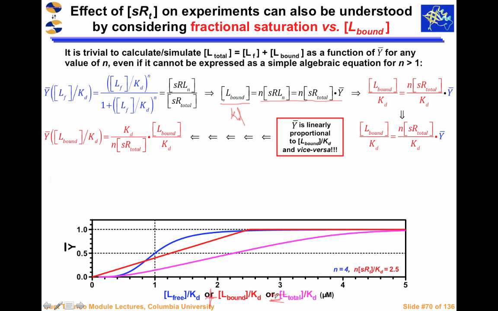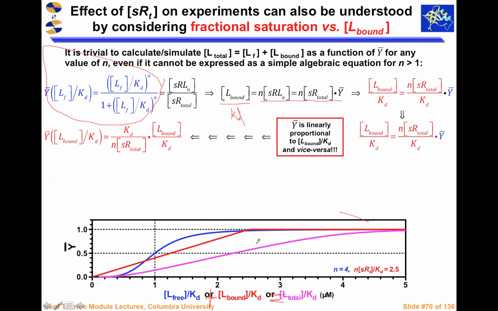So what we can do now is plot on the same graph L free over KD. Well, what is that? This simple relationship we've seen before. We have a very simple equation that describes Y bar as a function of L free over KD. What this analysis up here has shown is that Y bar is also a very simple function of L bound over KD. Y bar is linearly related to L bound over KD. So this equation that we derived earlier allows us to plot L free over KD, and this relationship allows us to plot L bound over KD. L bound over KD is just a straight line. There's a simple linear relationship between L bound over KD and fractional saturation, and that's shown by the red line.